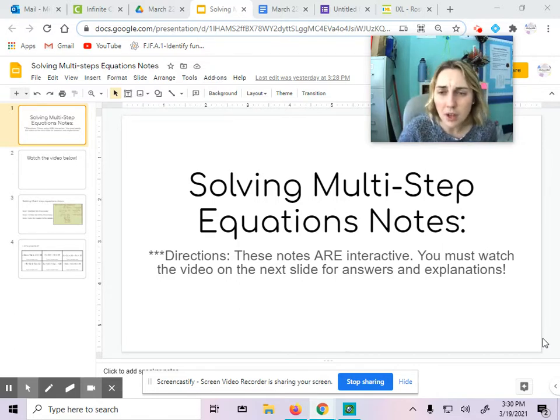Now, solving multi-step equations, that's us taking what we learned about simplifying expressions, so combining like terms. It's taking what we know about solving one-step and two-step equations and putting that together into solving multi-step equations, where we have to simplify an expression and then we can solve the two-step equation. So it's taking all of our skills and putting it together, and we're doing one big mega lesson, okay?